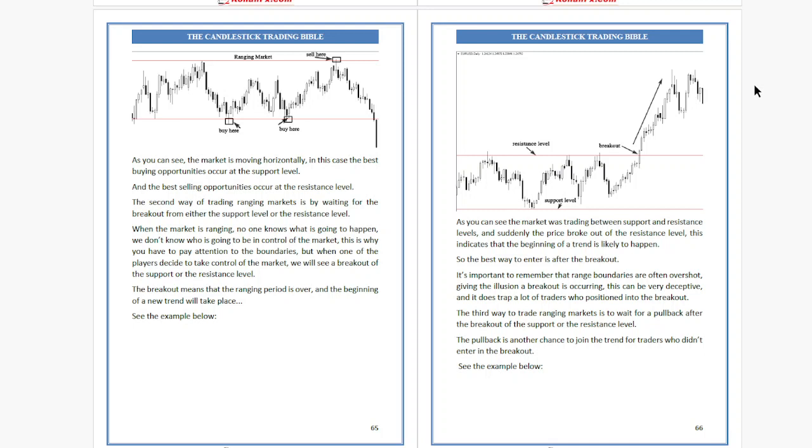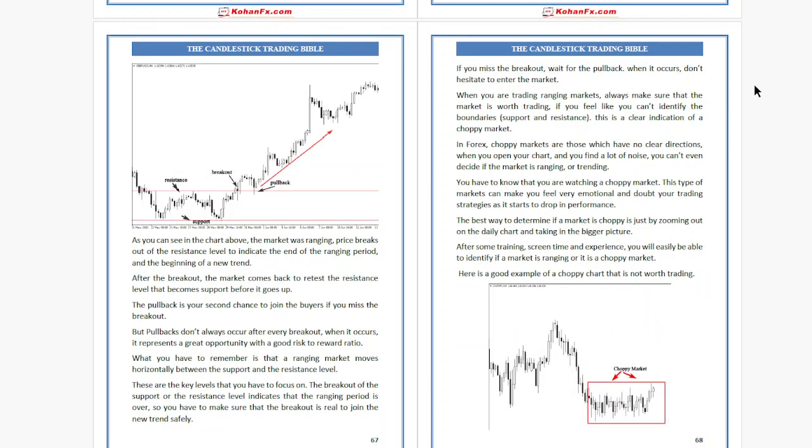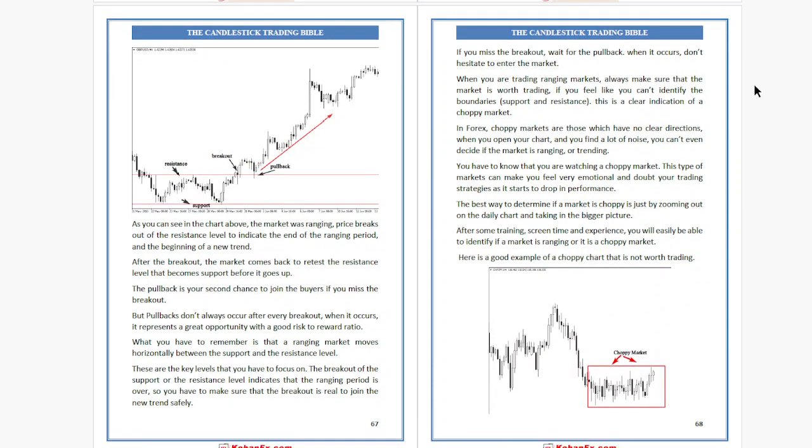The third way to trade ranging market is to wait for a pullback after the breakout of the support or the resistance level. The pullback is another chance to join the trend for traders who didn't enter on the breakout. See the example below. As you can see in the chart above, the market was ranging. Price broke out of the resistance level to indicate the end of the ranging period and the beginning of a new trend. After the breakout, the market comes back to retest the resistance level that becomes support before it goes up. The pullback is your second chance to join the buyers if you miss the breakout.